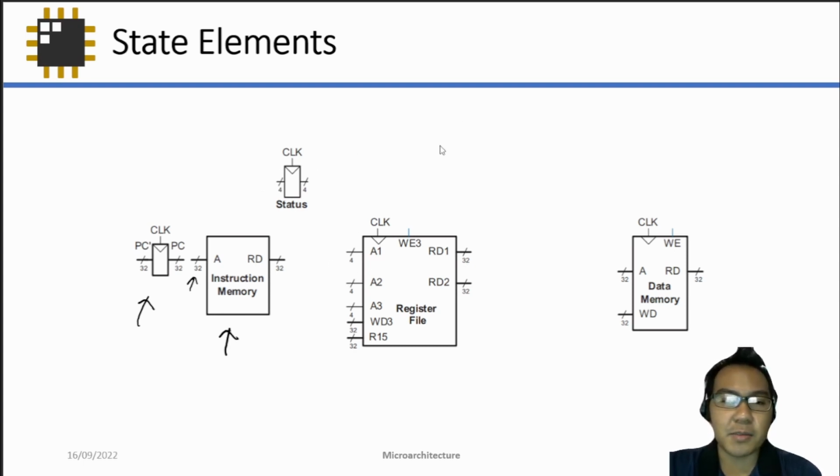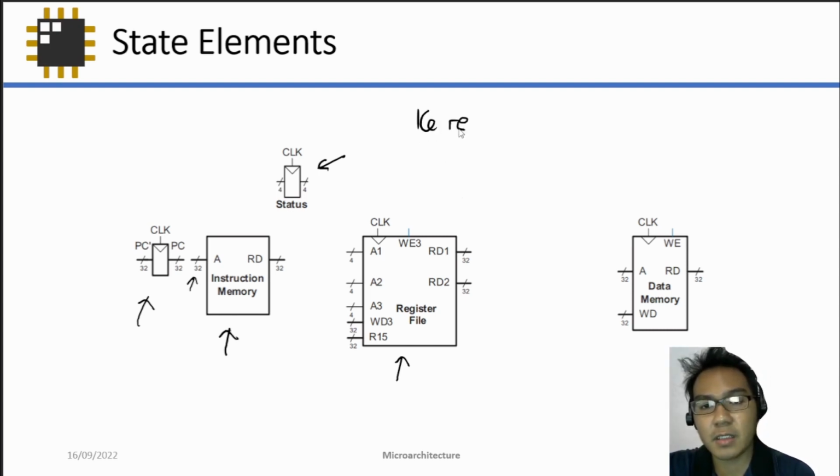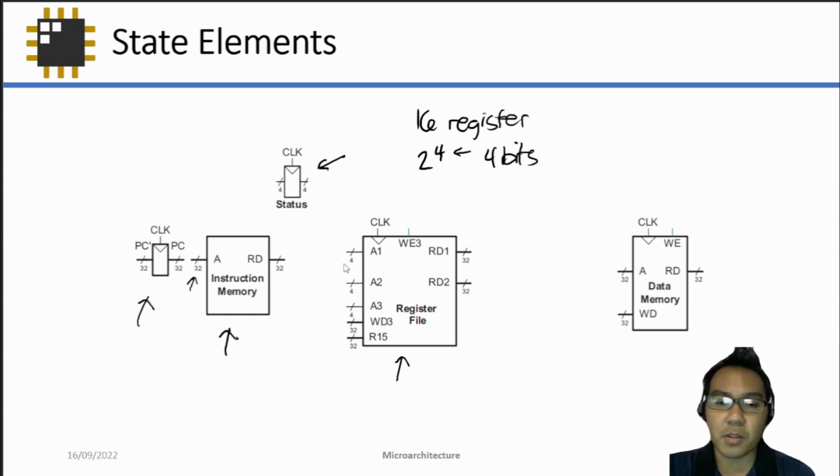We also have the status register. So the 4 bits of status are stored up here. And we have the register file. So the register file is quite interesting. A1, A2, and A3 are addresses of specific registers. So remember that we have 16 registers. That means 2 to the 4, which means we need 4 bits to address all of them, which is why we have 4 here.